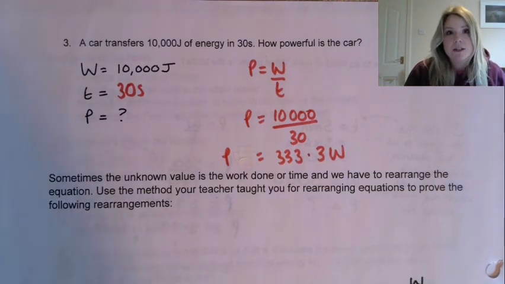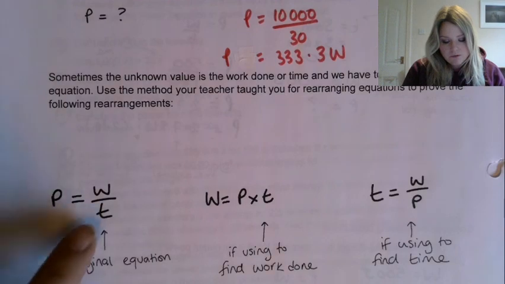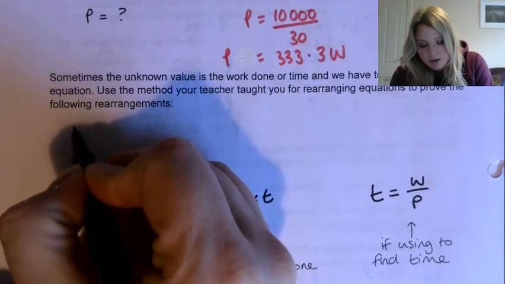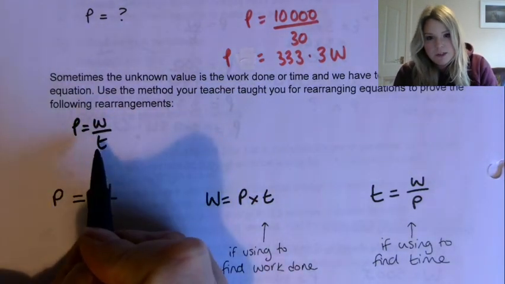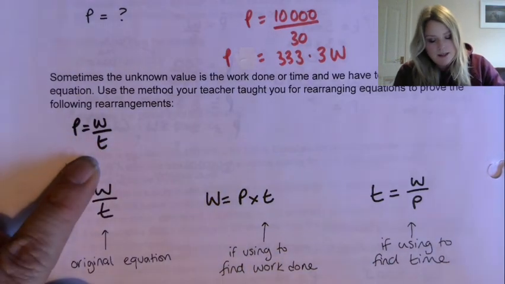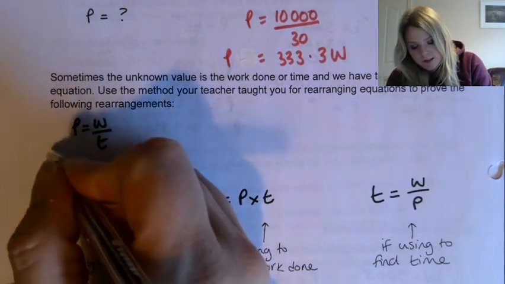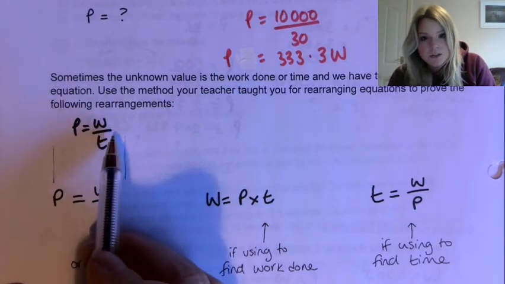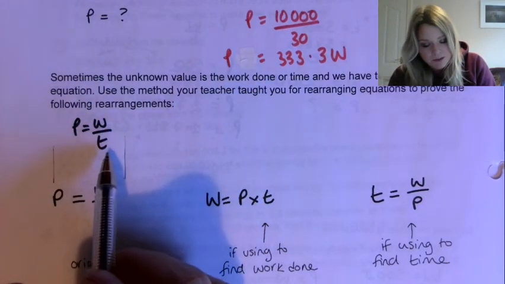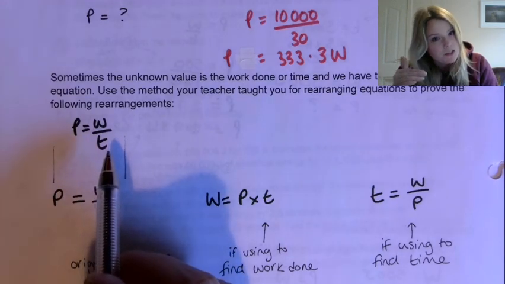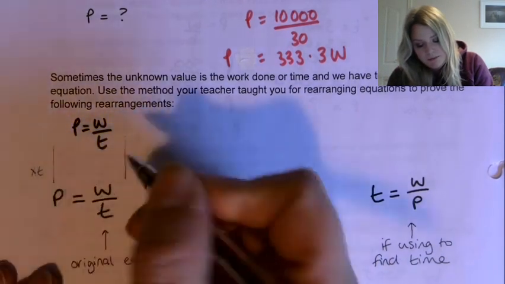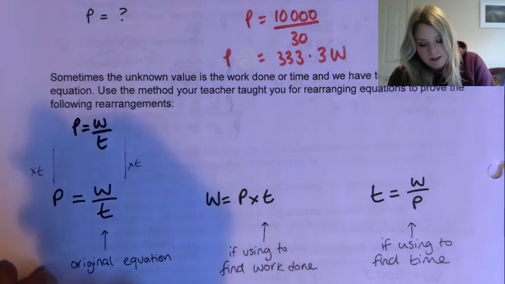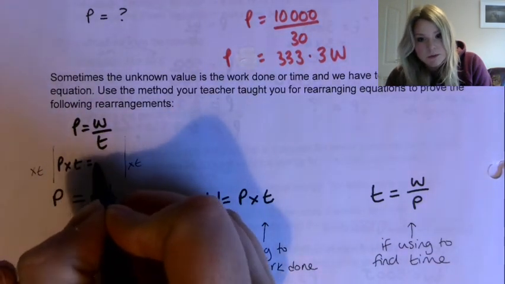I'm on page 36 in my notes. You should be too, so you can fill this in. So this is our original equation. Power equals work done divided by time taken. If I want to rearrange that equation to make, let's say, work done the subject, then if I look at my equation, work done is currently getting divided by time. So if I do the opposite of that to both sides of the equation to keep it equal, then I will have work done on its own. So if I multiply by time on both sides, then I get power multiplied by time equals work done.